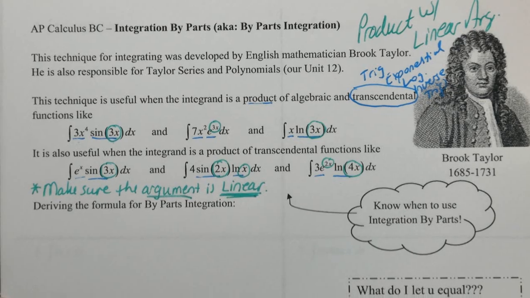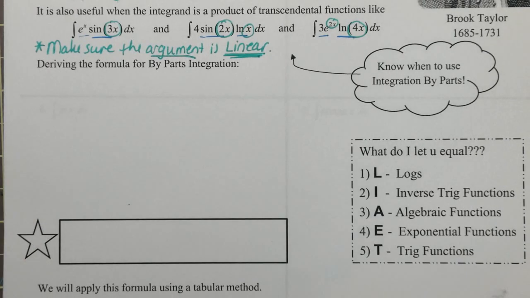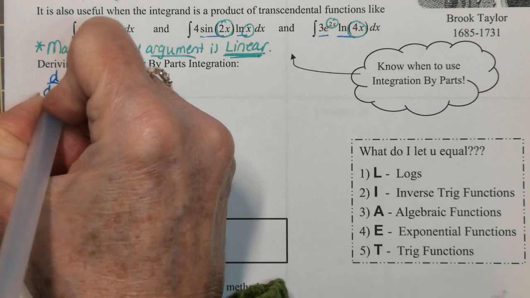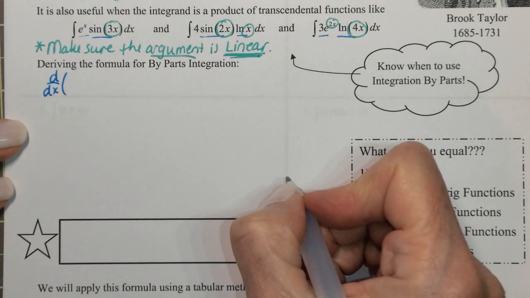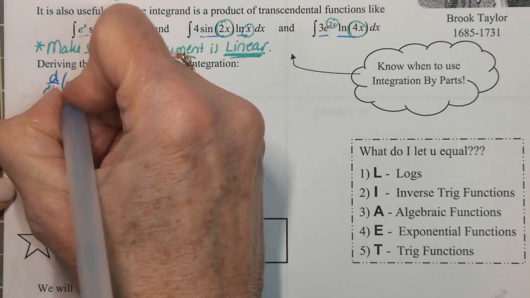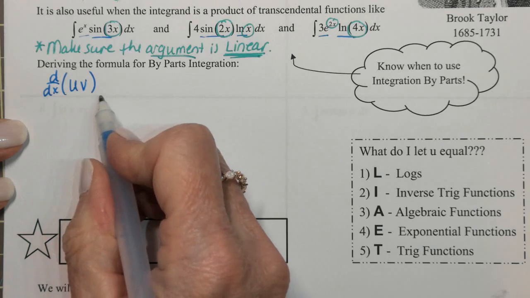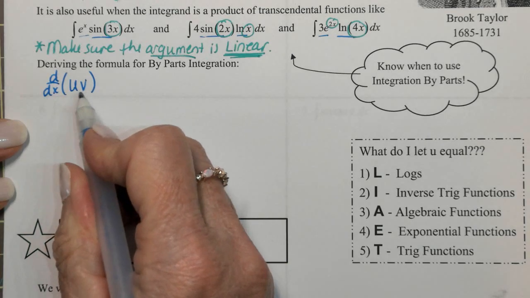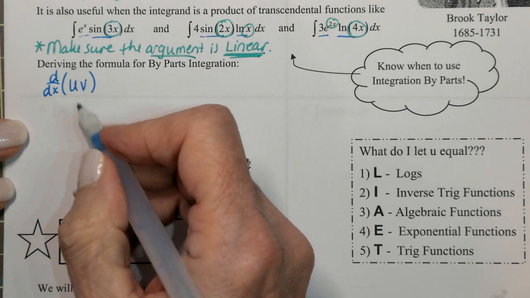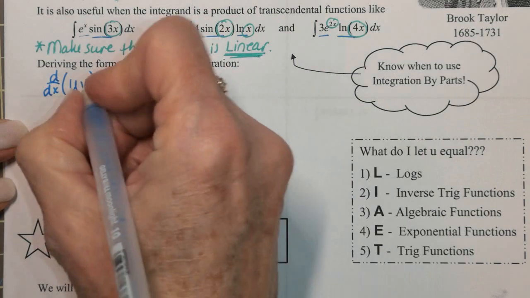I'm going to do a quick derivation to get our formula that we use for by parts integration. I'm going to show you how the formula comes about by taking the derivative of a product. These are all products, right? So I'm going to take a derivative of a product. I'm going to call the two functions u and v. Both of these are functions with x's in them, all right? I'm just calling them u and v rather than f and g, all right?